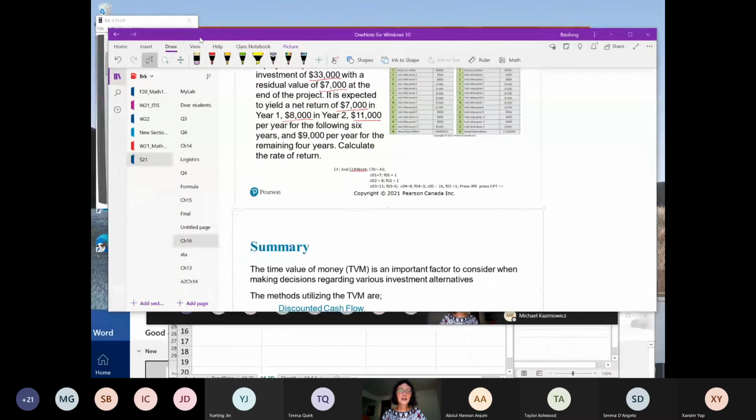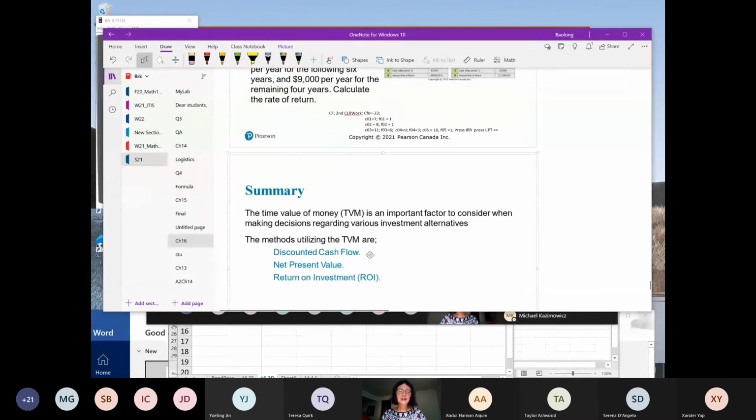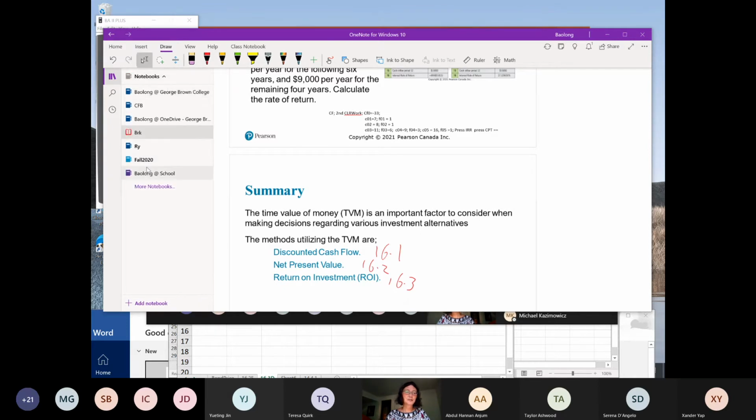Okay. So in this lecture, we actually did 3 things. Okay, we have 15 minutes. I'm going to do some small exercise, but I want to summarize what we have done so far. We did discounted cash flow, chapter 16, session 1, net present value, session 2, return on investment, session 3. Okay. So now I'm going to do some small exercise from this chapter.